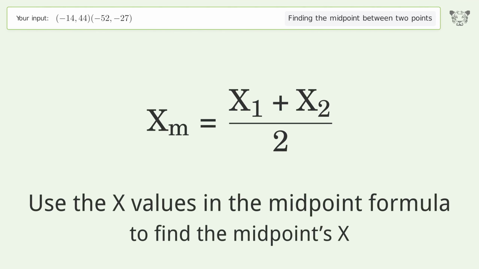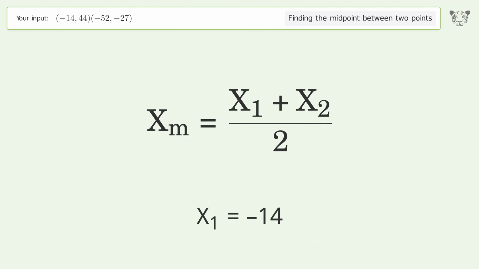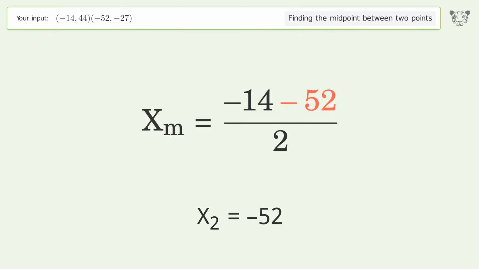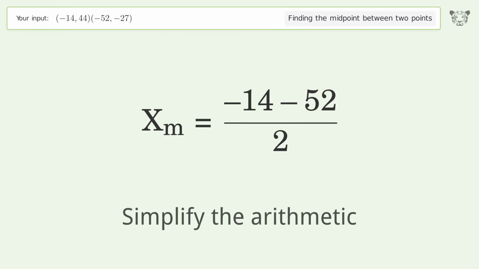Use the x values in the midpoint formula to find the midpoint's x. x1 equals negative 14. x2 equals negative 52. Simplify the arithmetic.